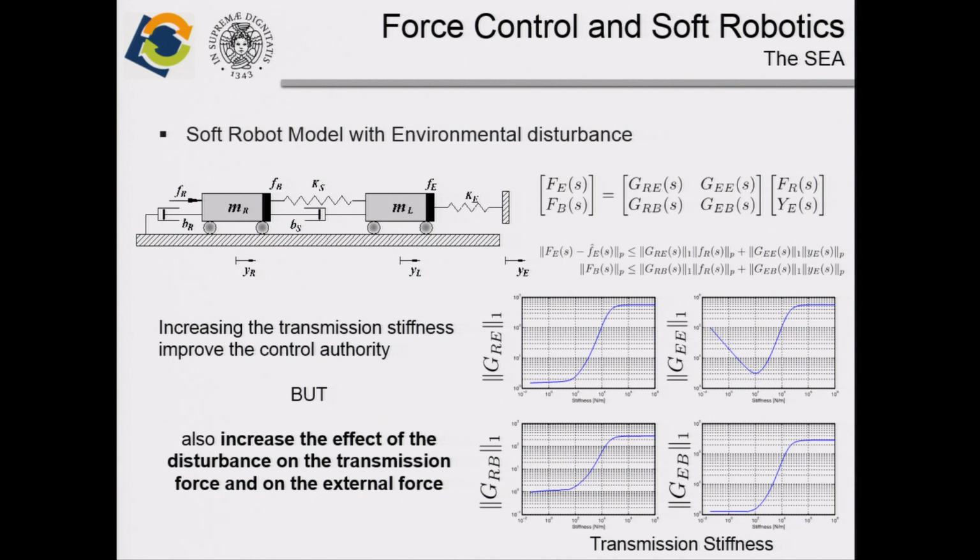By the analysis of the norm 1 of the transfer functions between inputs and outputs, we can see that if we increase the stiffness of the transmission, of course the control effects on the output are increased. So let's say the control authority increased. But also the effects of the disturbance on the outputs increased. So the question is again, is there an optimal stiffness to perform this task? So again, to repeat the task: the task is to regulate the external force of the actuator while keeping the transmission force under a certain level.